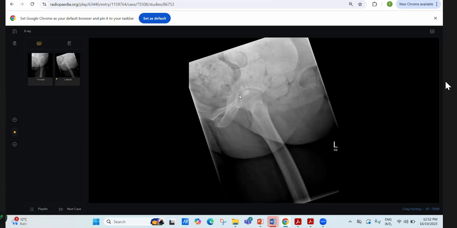So, ma'am, I would like to go for the MRI of this patient, if available. Okay, we'll go for the next case. Okay, just leave the mouse.